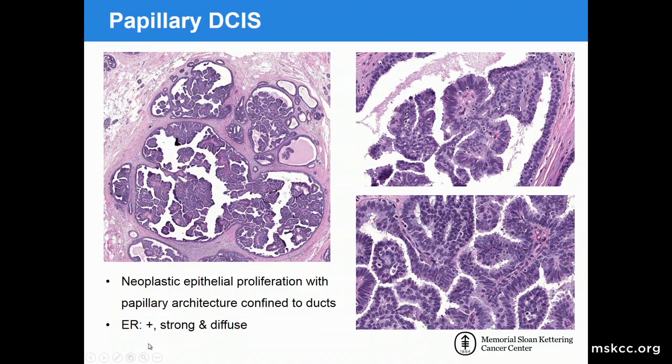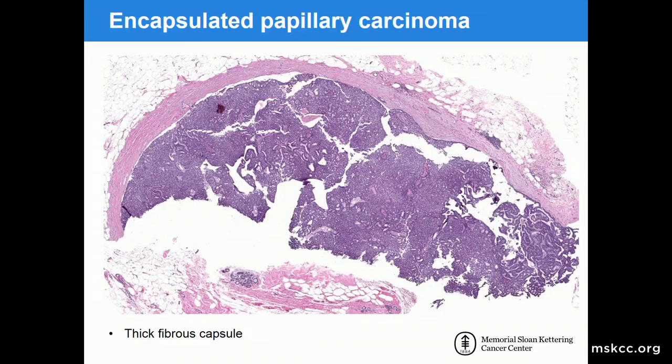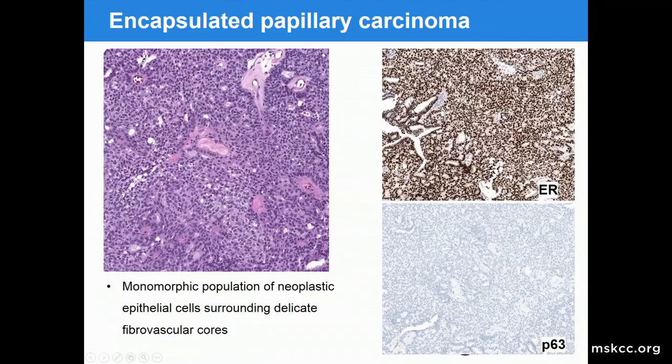So as I mentioned, our lesion really was very cystic, and there were only some focal areas that showed this solid proliferation. But as you can imagine, if there was more of this solid proliferation, an encapsulated papillary carcinoma is something that would be in your differential. These lesions generally show a thick fibrous capsule. And on higher power, you see this monomorphic population of neoplastic epithelial cells surrounding these delicate fibrovascular cores.